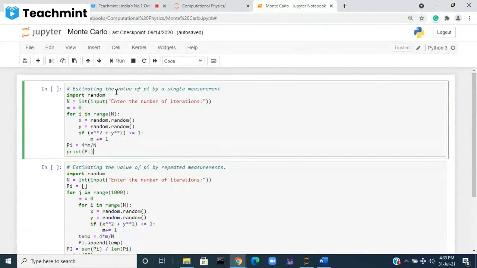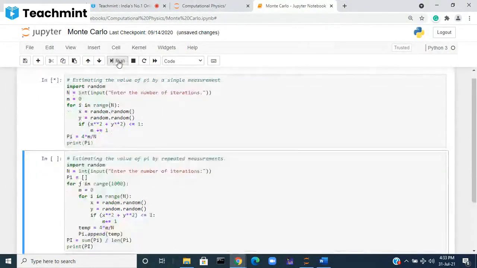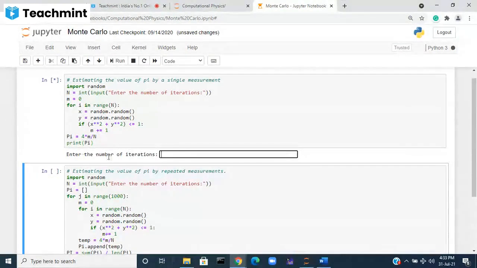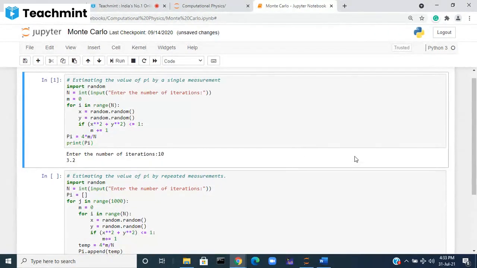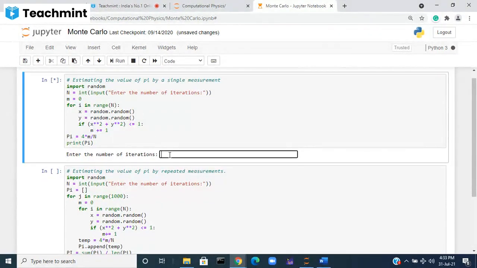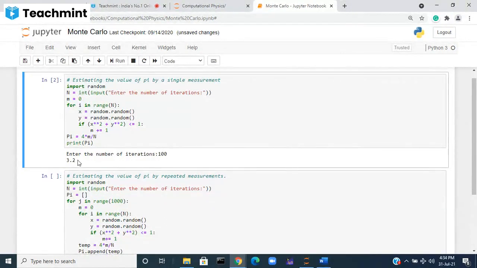So let me run this program, and we enter the number of iterations. How many iterations do we want? Let us start with a small number, say for example 10. You press enter. We get 3.2. This is an estimate of pi. Let us increase the number of iterations to 100. Enter. Still we get 3.2.